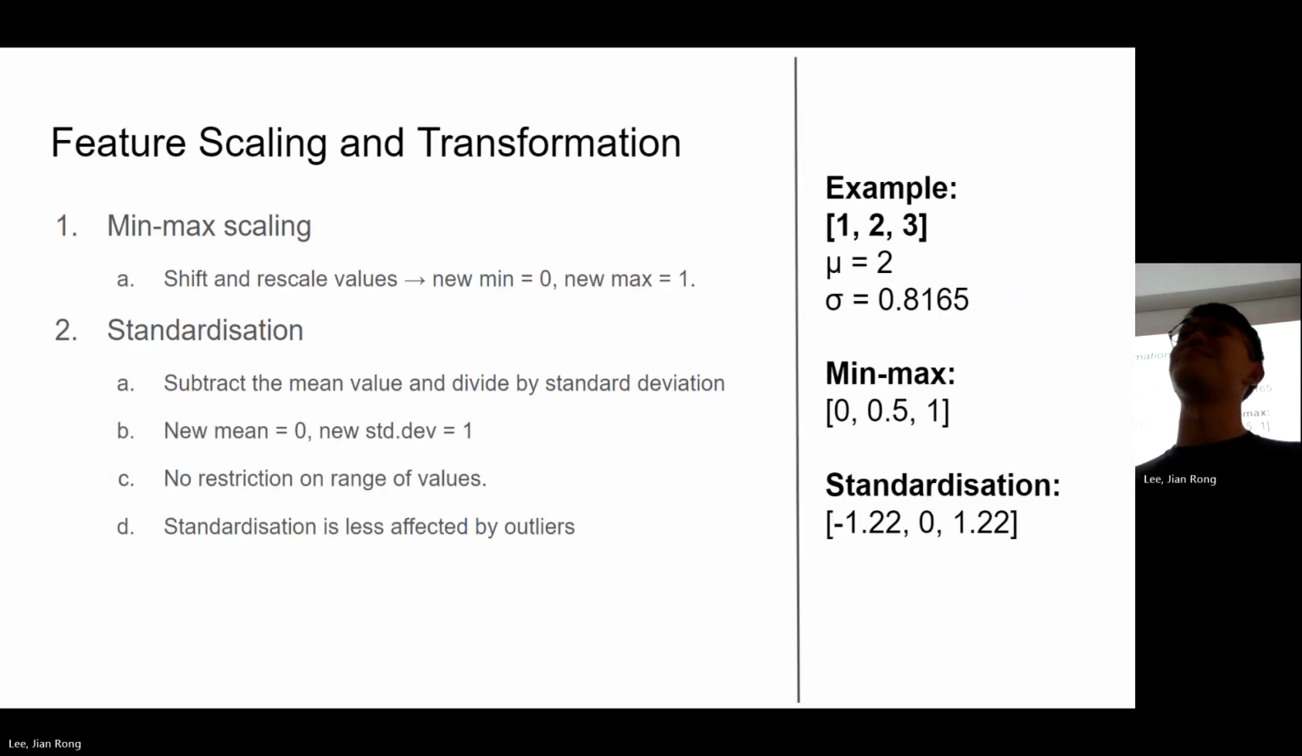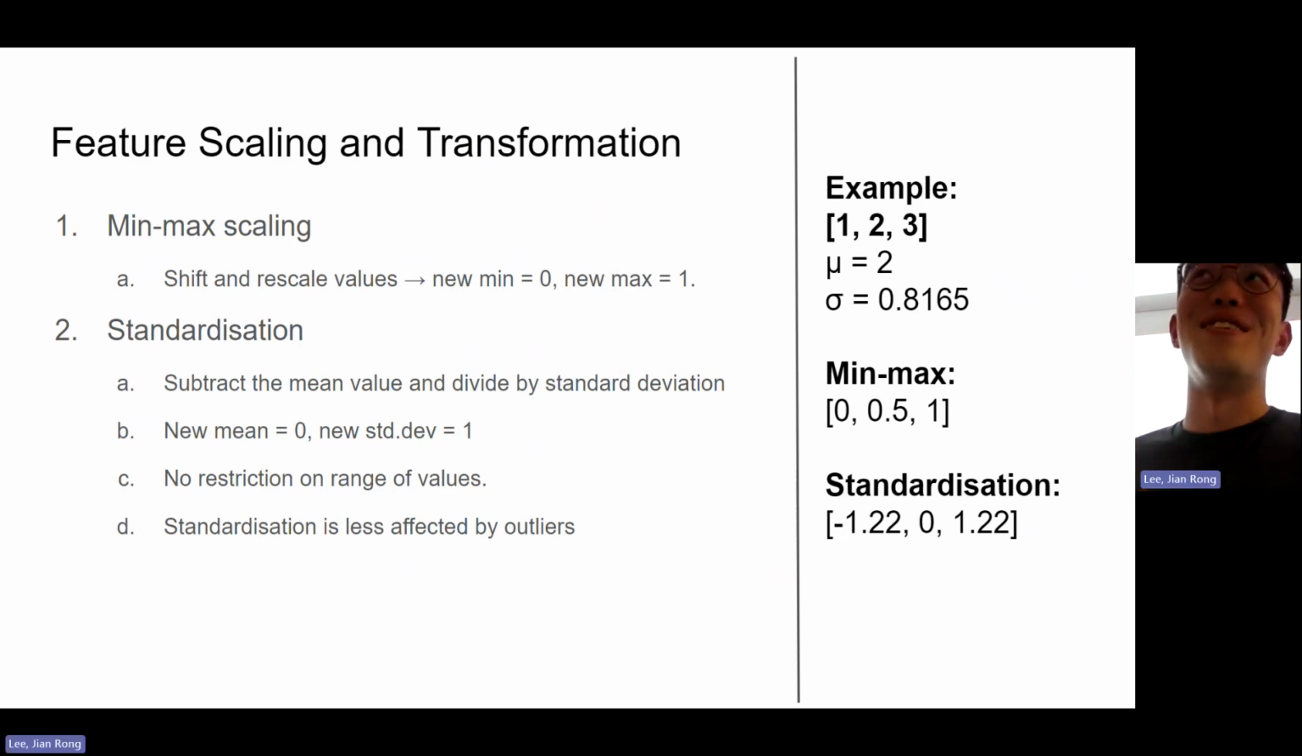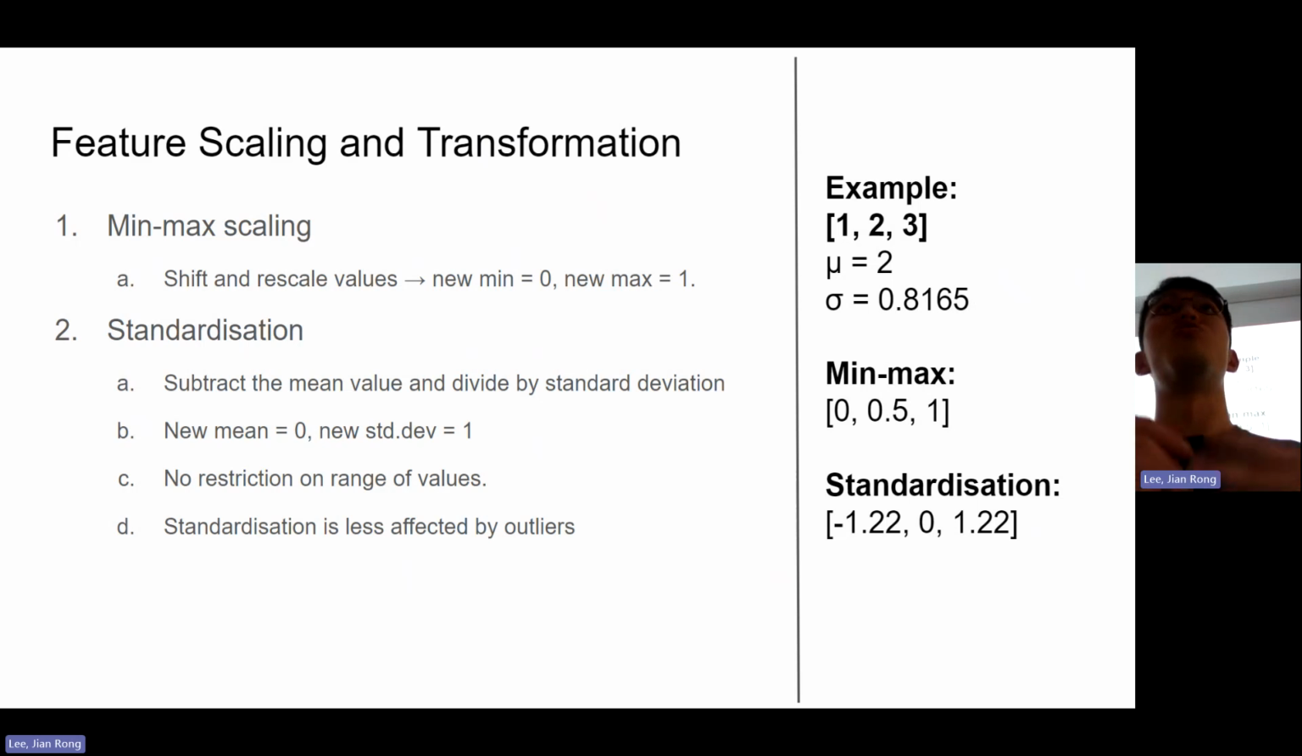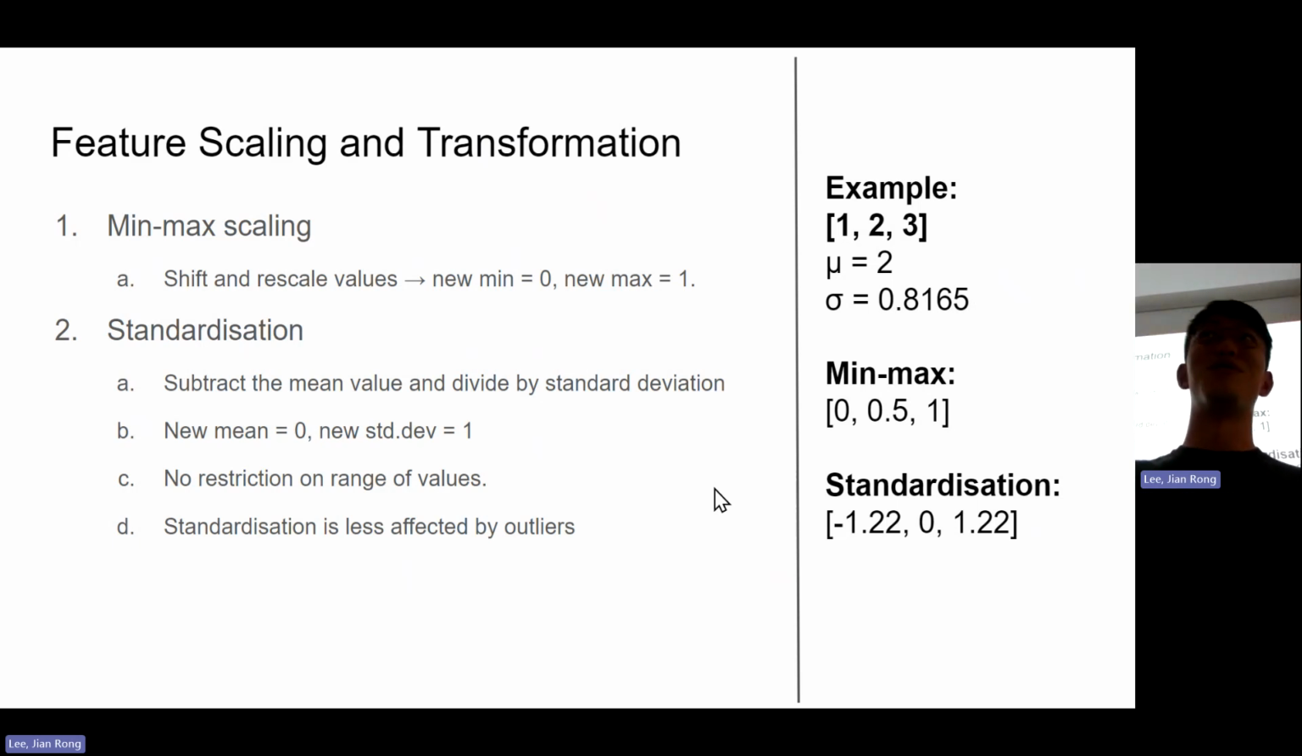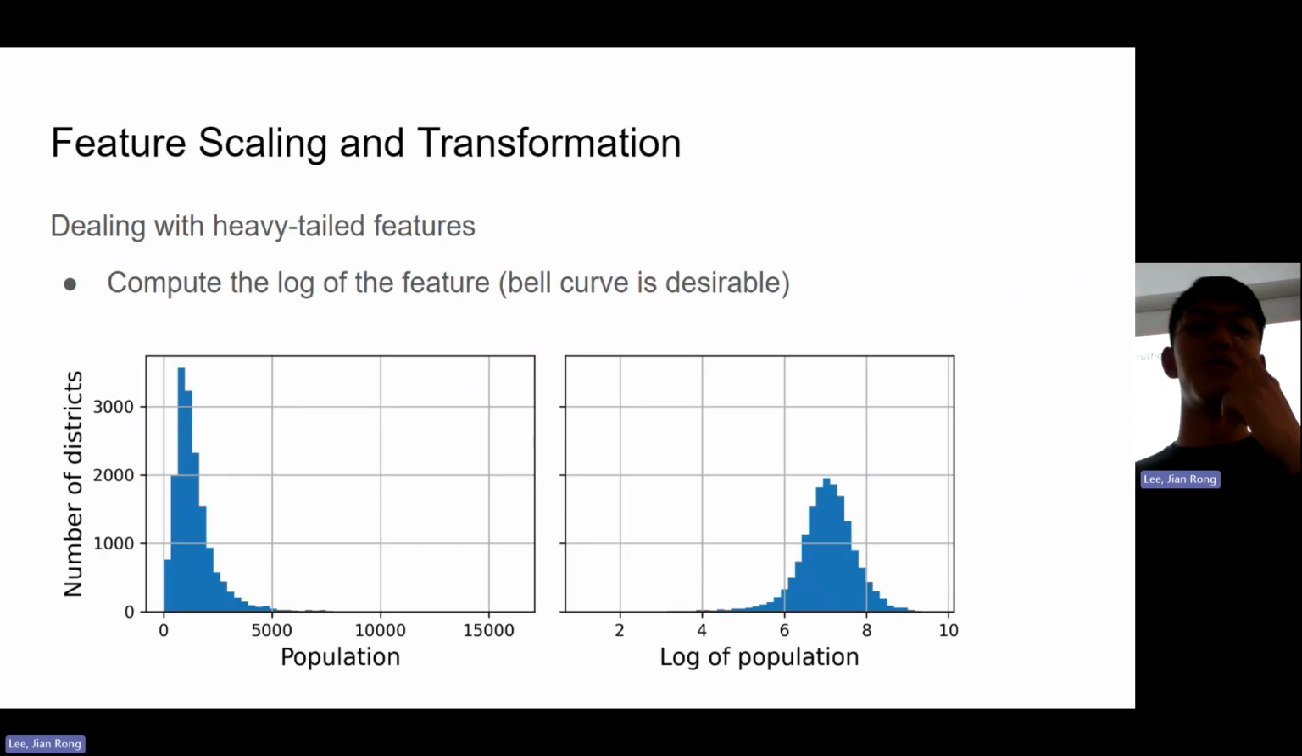Yeah, correct. So I'm going to get to that in a second. So his question was, what if your original data doesn't follow a normal distribution already? So standardization only works when your distribution is already sort of like a normal distribution, correct? So yeah, I'm going to get to that now.